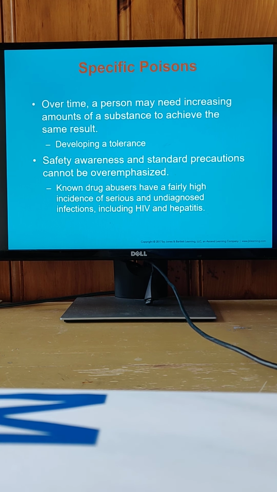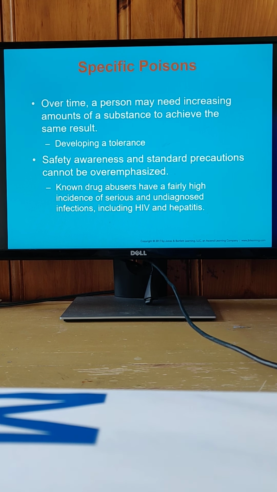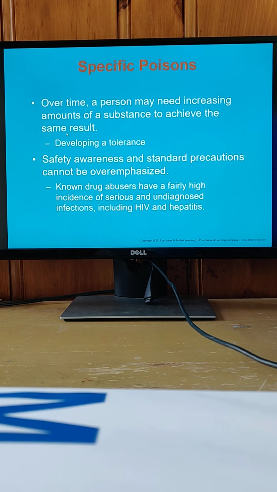Known drug abusers have a fairly high incidence of serious and undiagnosed infections, including AIDS and hepatitis. Okay? Drug users, I cannot repeat this enough. People who are habitual drug abusers have a very high probability of having a very infectious disease, hepatitis and AIDS. Be very, very careful. If they're coughing, put a mask on them, and you put a mask on yourself as well. Okay, be very, very careful.